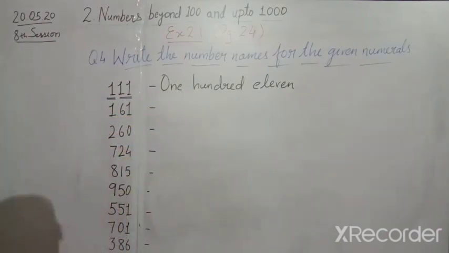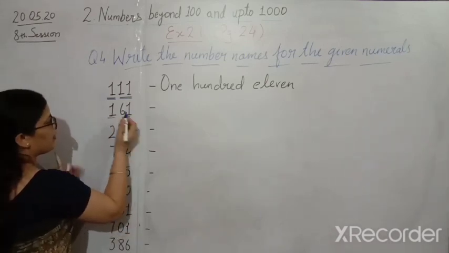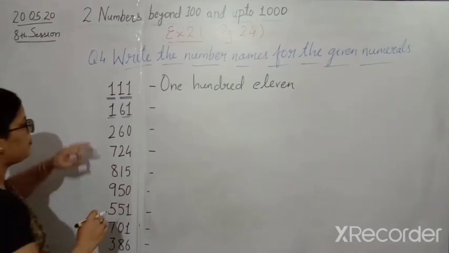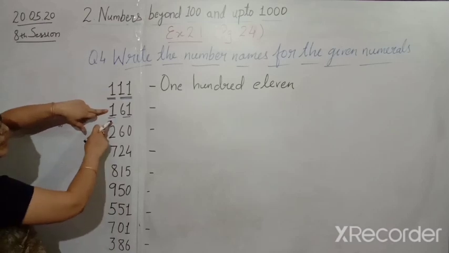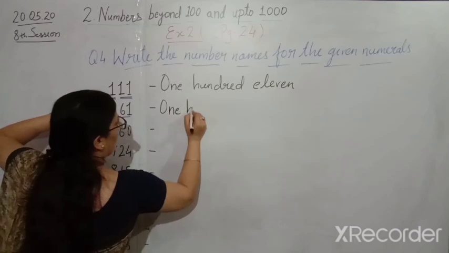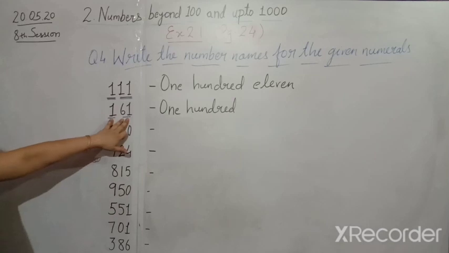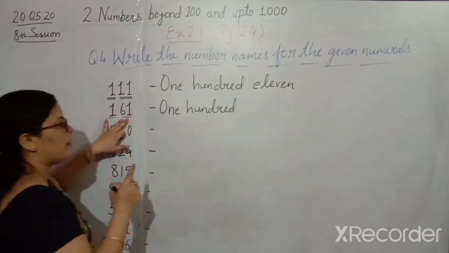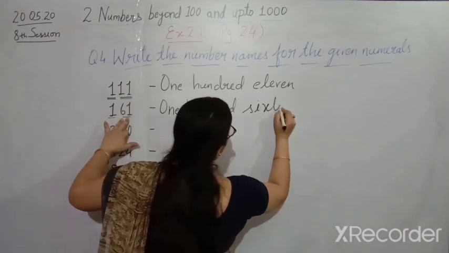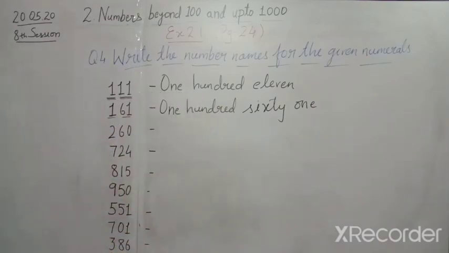Now again the next number is 161. Divide the number into 2 parts, hundreds and tens and ones. Its number name will be 100, as 1 is at the hundreds place. What is the next part? 61. The next part is 61, so we'll write 61.